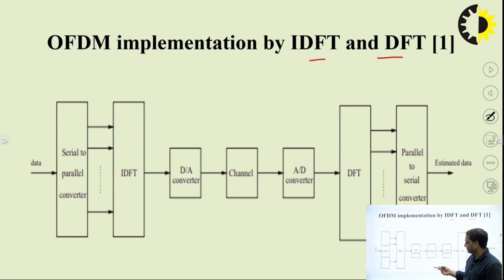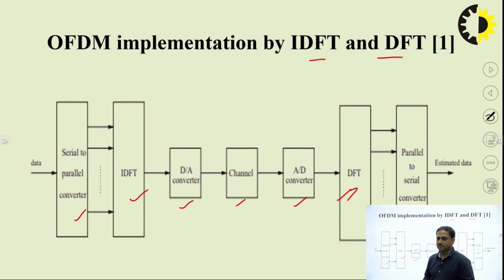In the implementation part, we have the IDFT system and DFT system. In the OFDM system, we use a serial to parallel converter, then apply the IDFT, the inverse discrete Fourier transform, which converts into the time domain, then a D to A converter, and pass it through the channel. At the receiver side, an A to D converter, DFT is used, and finally a parallel to serial converter, and the estimated data is received at the same time.